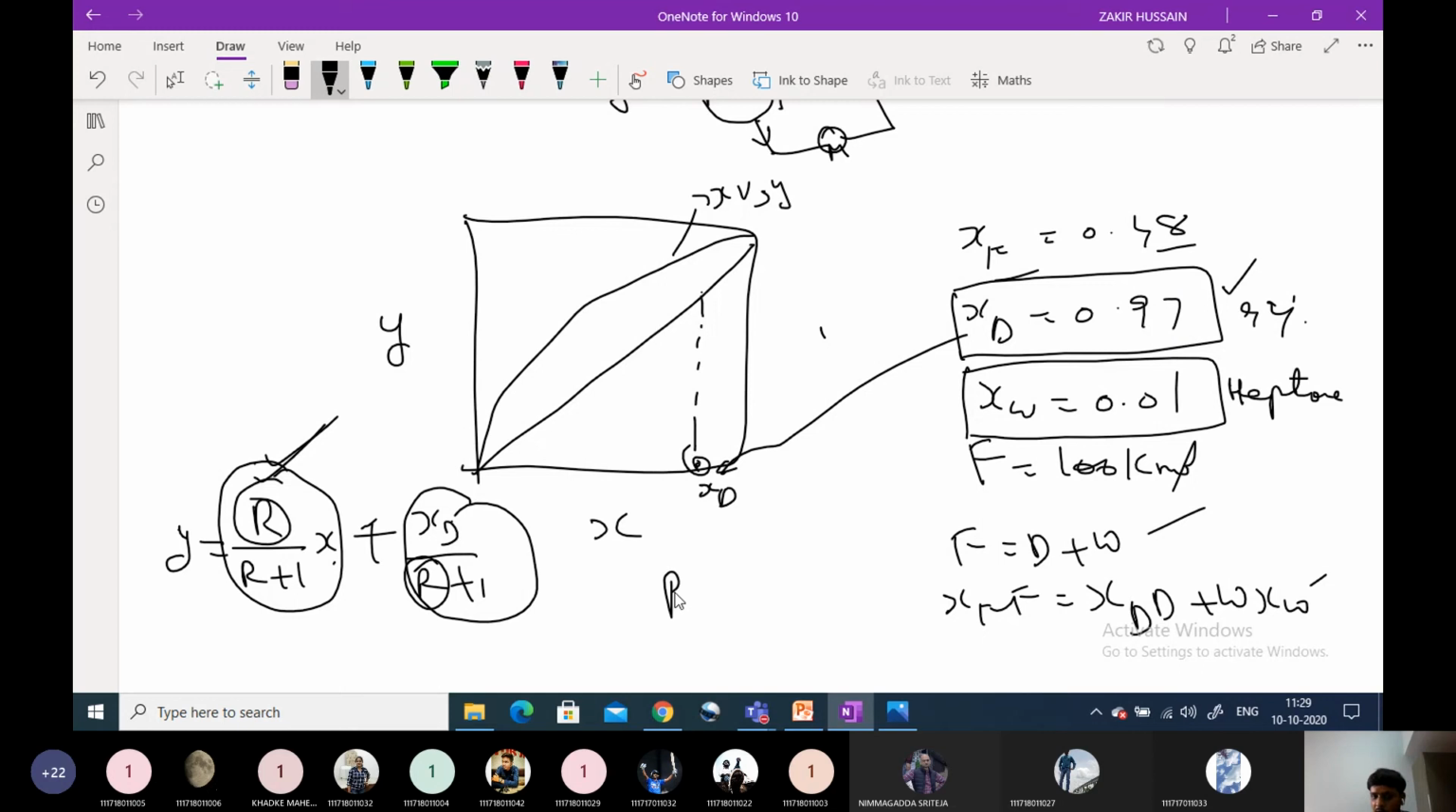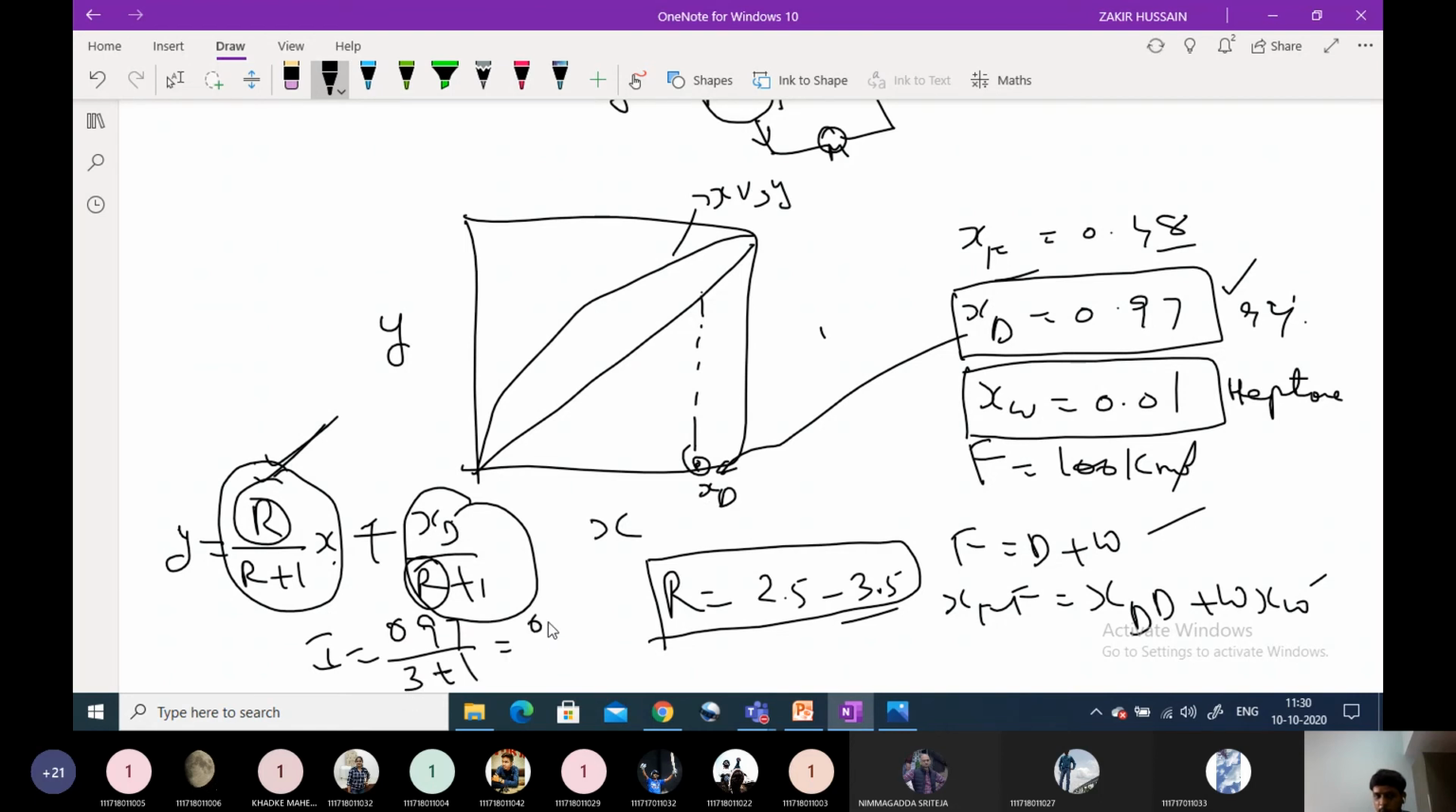You can take your R very high, around 2.5 to 3.5, or even up to 4. But judiciously you just assume this data and calculate your slope, which is XD divided by R plus 1. If you assume R is 3, it is 0.97 by 4. Now the problem has been solved. Intercept, you will just draw this line, the top section operating line. Then XF is already given, XF is 0.48.